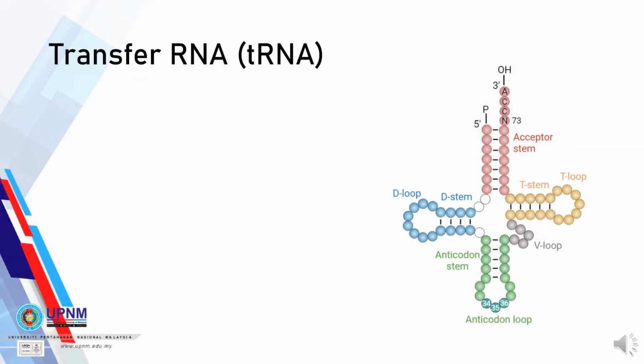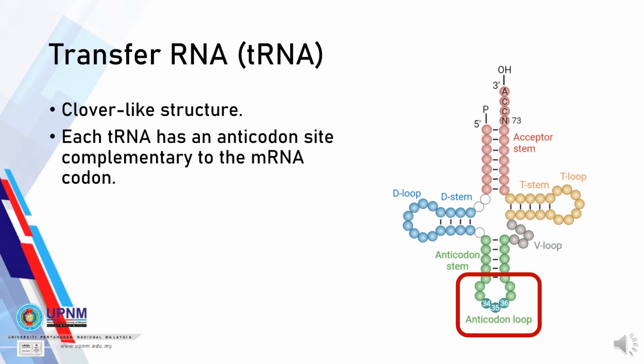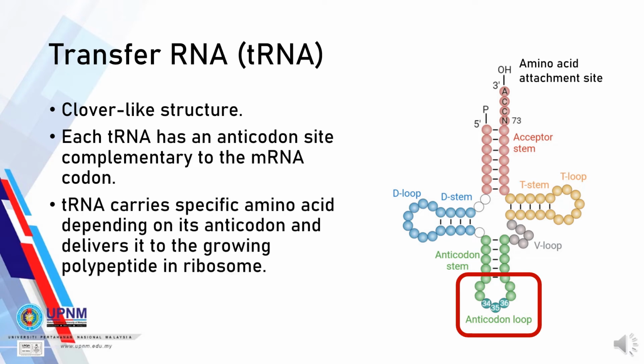During mRNA translation, transfer RNA will carry amino acids for protein synthesis. tRNA has a clover-like structure. Each tRNA has an anticodon site that is complementary to the mRNA codon. tRNA carries a specific amino acid depending on its anticodon and delivers it to the growing polypeptide in the ribosome.